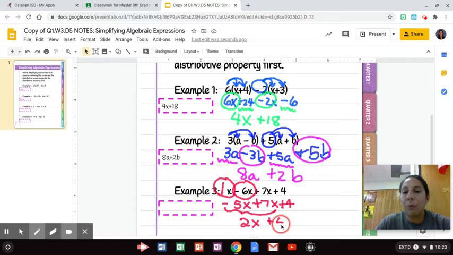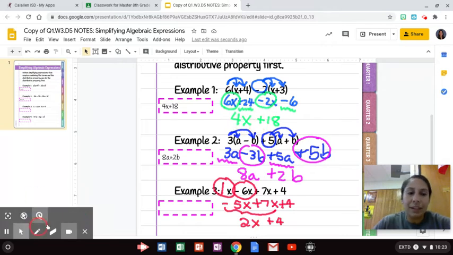Plus we have 4. You cannot put these together because x's cannot go with a number, so we have to leave them separate. Just like we did on example 1, we had to leave them separate. So x's went with x's, numbers go with numbers. Same process here. So we're going to input 2x plus 4.